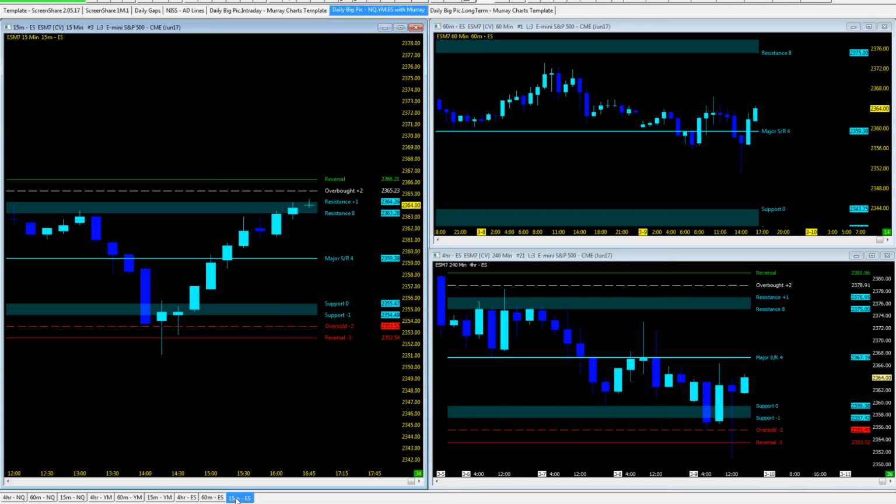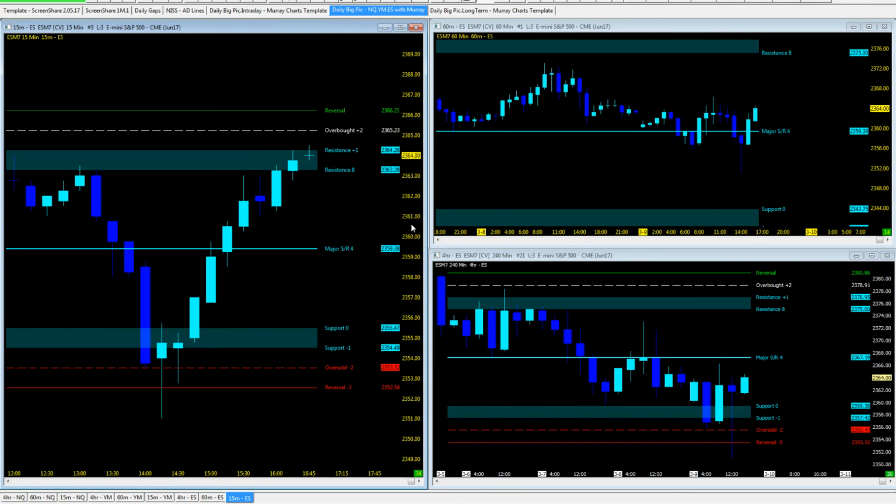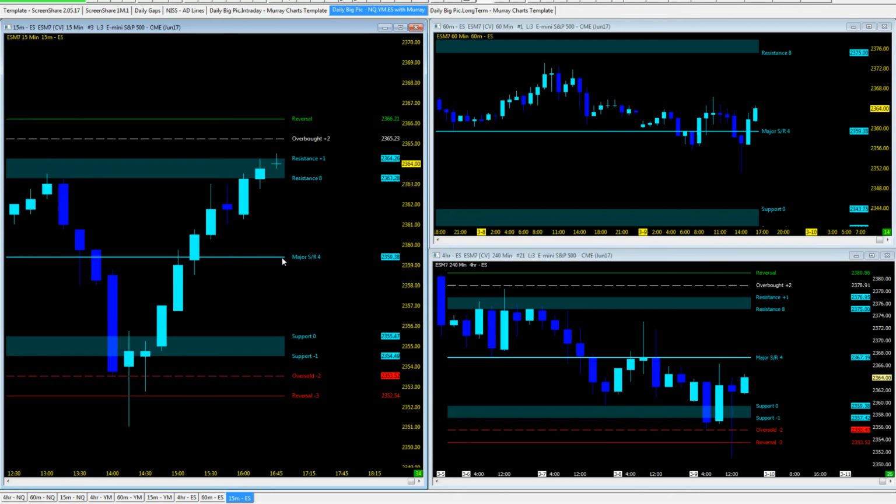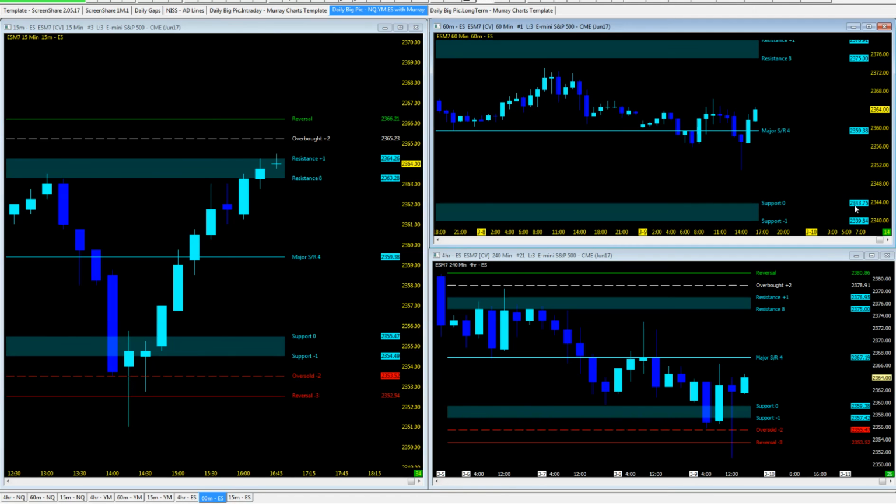Take a look at the ES on our time ranges from 15-minute to 60 and the 4-hour chart. 4-hour chart, lower levels 2359, 2359, major support on the 15-minute here. So that would be your back draw here, downside all the way to 2355. Bigger draw back down to 2343. I'm not sure we're going to get down there on the overnight, but it's there.